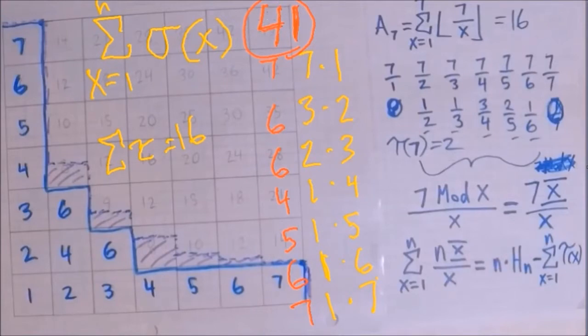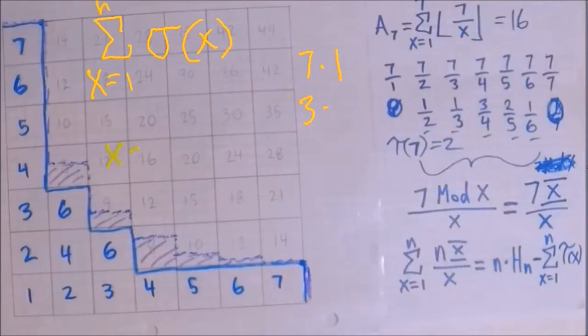So is that the sum of sigma x for x equals 1 to 7? It must be. It has to be, right? We have x equals 1, 2, 3, 4, 5, 6, 7. Sigma x equals 1, 3, and then 4, 7, 6, 12, and 8. And that's 1, 4, 8, 15, 21, 33, 41. All right, yeah, so that's what we're talking about.